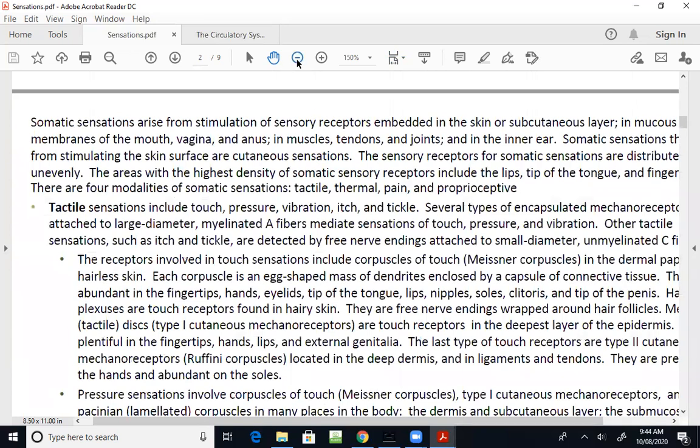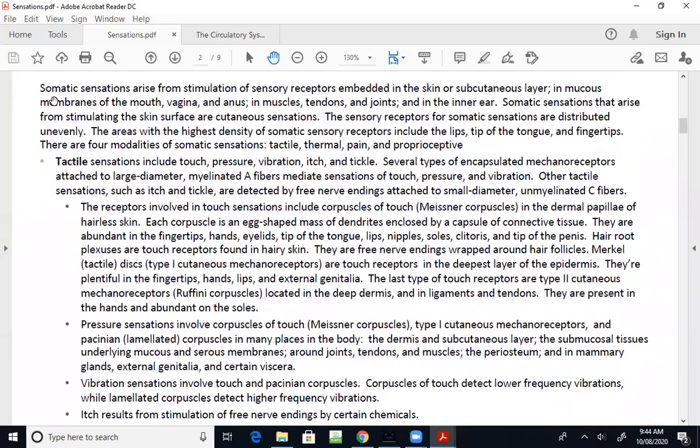Okay, so reading through. Somatic sensations arise from stimulating sensory receptors in places like our skin, where we have a bunch of them. Also places like the subcutaneous layer, which is just deep to the skin. We've also got some somatic sensory receptors in places like the mucous membranes of our mouth, the vagina, the anus. We've also got them in our muscles, tendons, joints, and even within our inner ear.